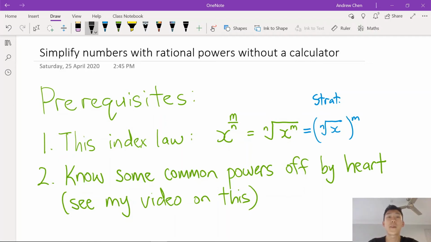Hey everyone, in this video I'm going to show you how to simplify or evaluate numbers with rational powers without using a calculator. A few of you are getting stuck on this and you've asked me to make a video explaining this in a bit more detail, so here it is.